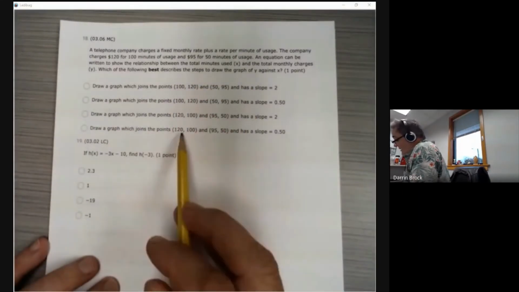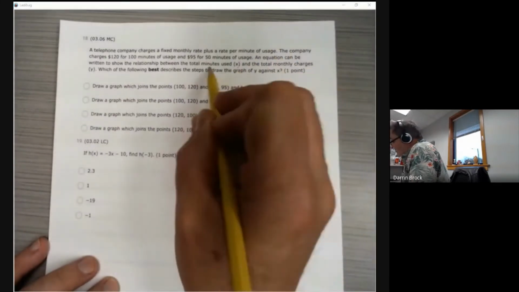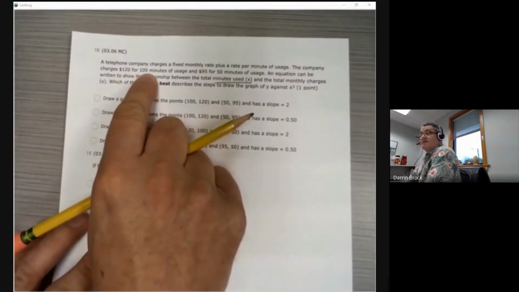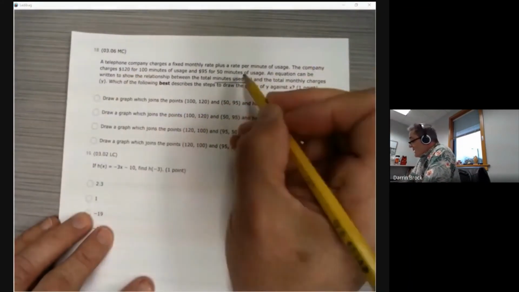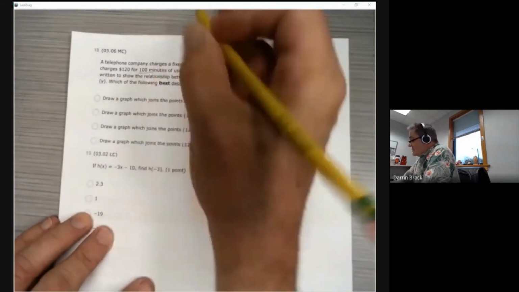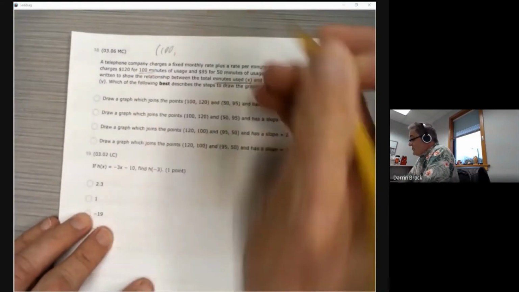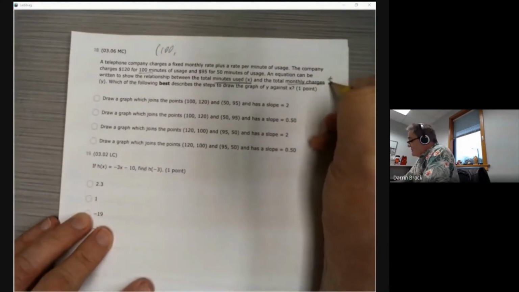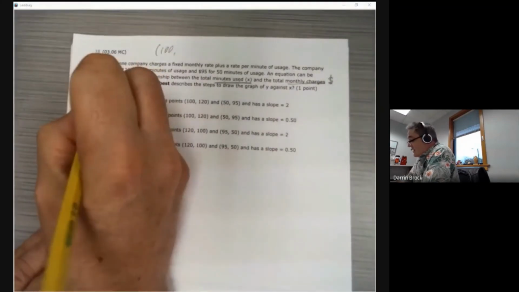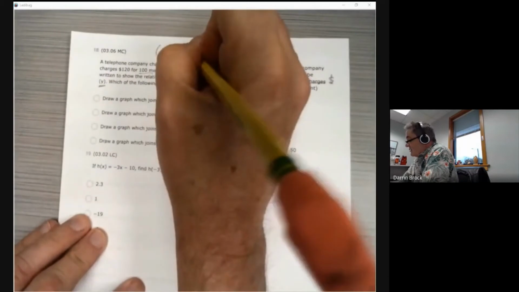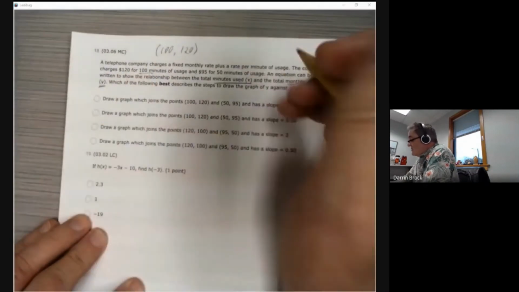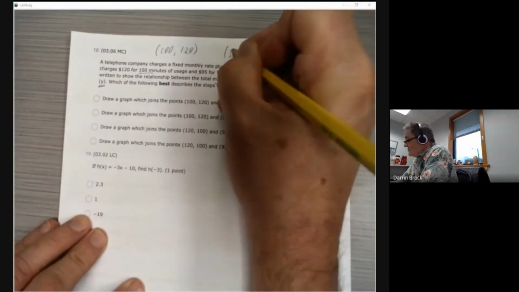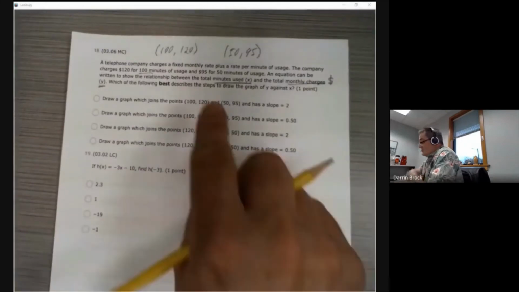So we're talking about some points, and it says the X is minutes used. So let's look at this one. 100 minutes for $120. It told us that X is the minutes. So that would be the point, that's the X. And the total monthly charges, dollars, is the Y. So $120. That has to be the order of those two. Over here, we've got the minutes, the dollars, right? So that's the 2 points.